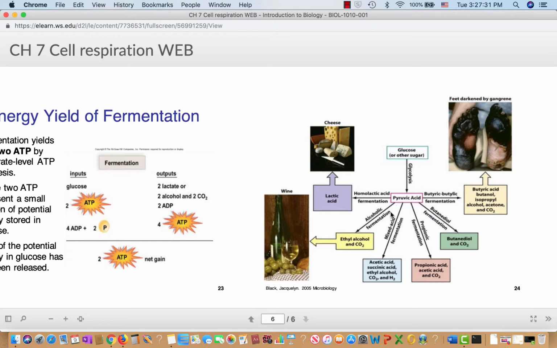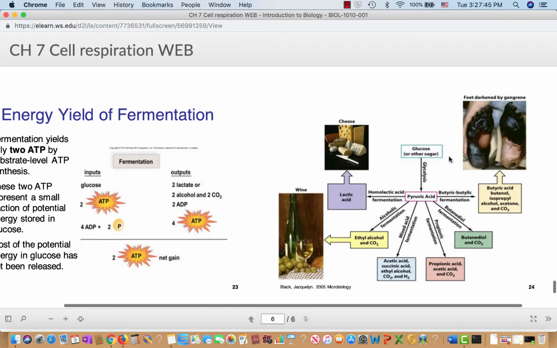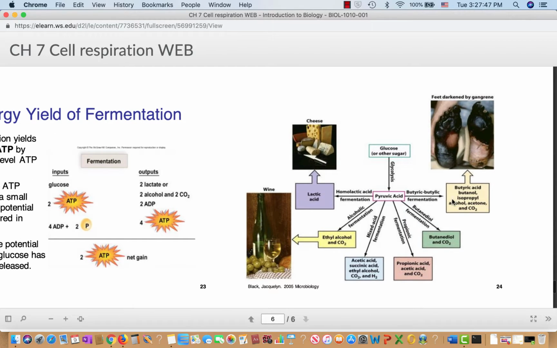But anyway, there's just a ton of different products, and this guy's feet are being destroyed by gangrene because of the different acids and acetone and stuff that's being produced by that fermentation. It's a very adaptable system that can be used on multiple things under different conditions to produce multiple products. That's the whole point of that.